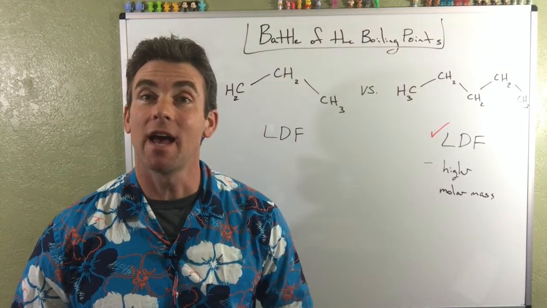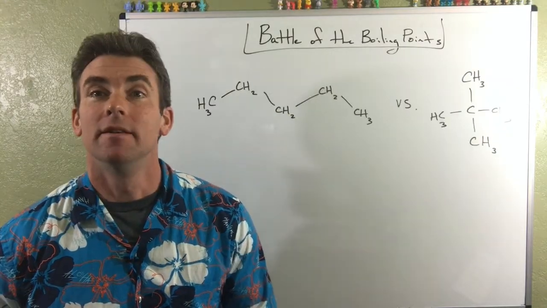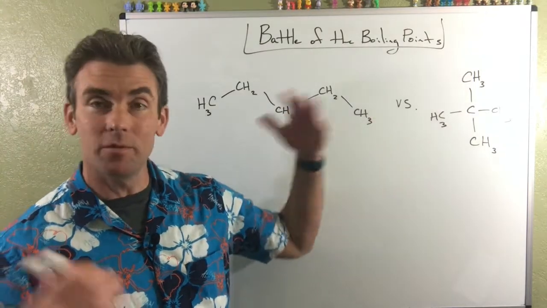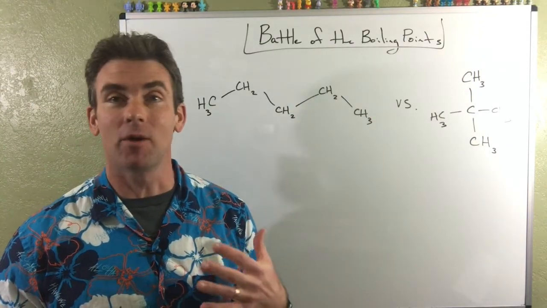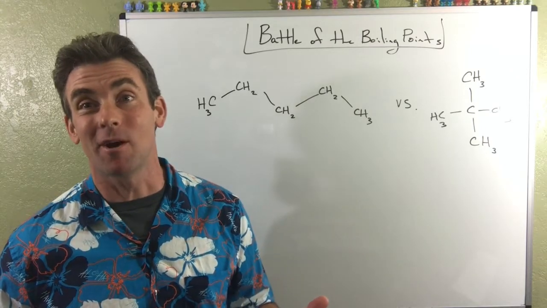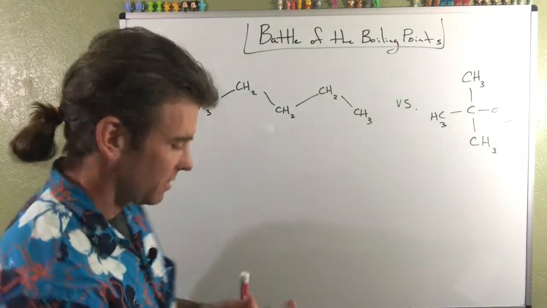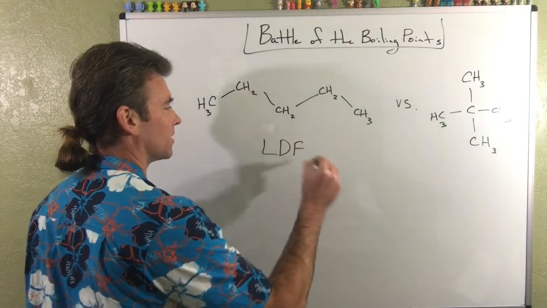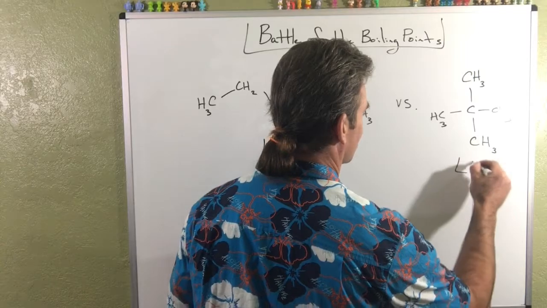So that's the first one. Let's take a look at a second one. The second one on the sheet looks like this. You do the same exact thing. You say, okay, is there any polar region of either one of these? It's just a bunch of carbons and hydrogens bonded together, so both of these have London dispersion forces. Sorry if you can hear the dogs barking in the background, but I can't get them to stop.